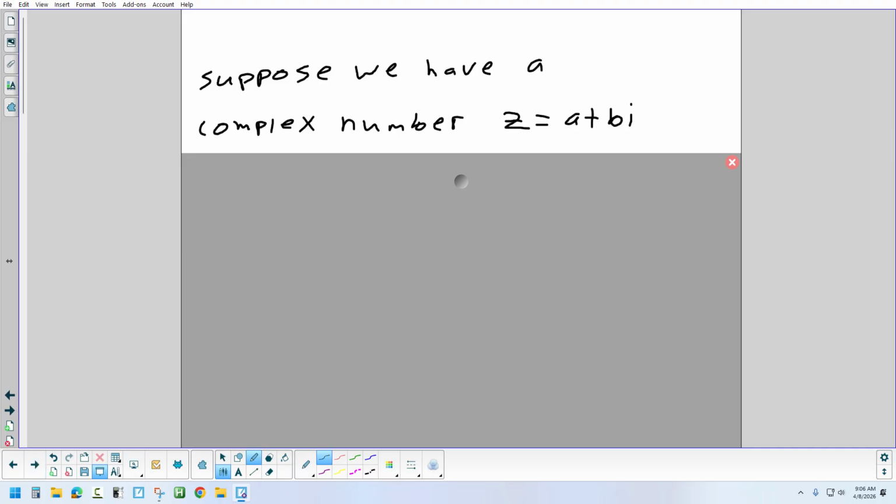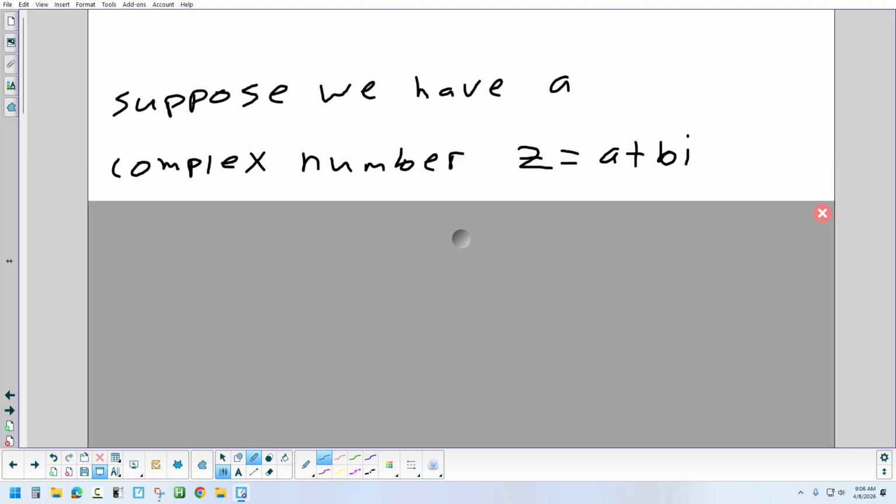So when we write complex numbers, in general, the letter they usually use in math to represent a complex number is Z. It's just the letter they use. So let's suppose that we have a complex number. I'm going to call it Z. And that complex number has a real part to it, and it has an imaginary part. When we do a problem, you'll know what those A and B actually are.